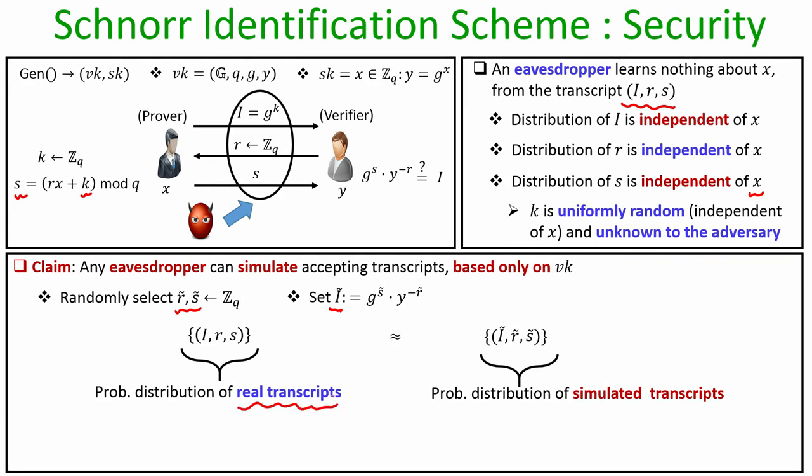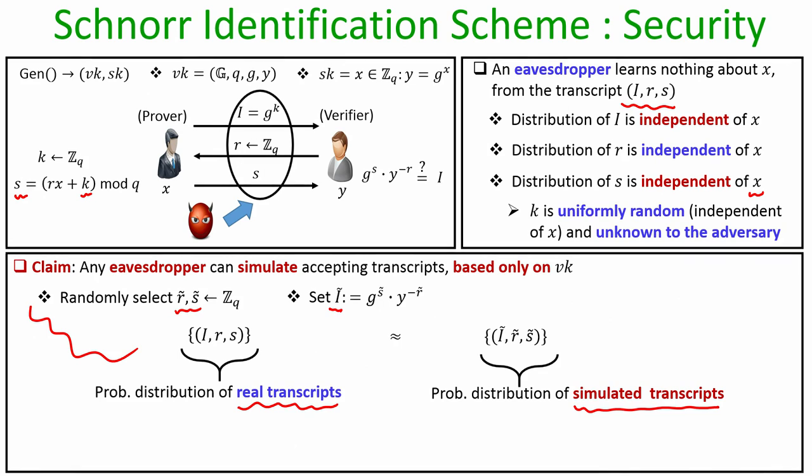And it turns out that if we compare the probability distribution of the real transcripts, and by real transcripts I mean the transcripts which are actually generated by a real execution of this Schnorr identification scheme, where an honest prover and an honest verifier participate in the protocol, and if we consider the probability distribution of simulated transcripts, where by simulated transcripts I mean the transcripts which are generated by an eavesdropper by this method, where it does not see a real execution of the protocol, but it comes up with the values of I, R, S using the method that I have discussed just now.